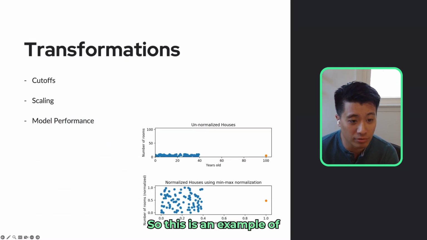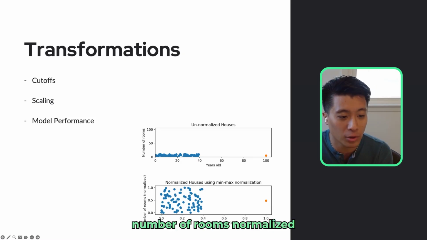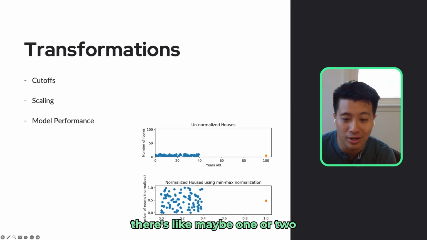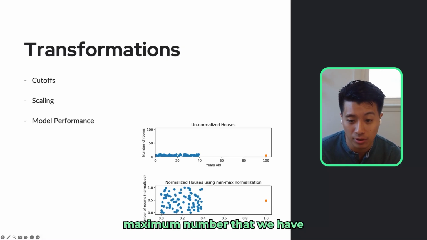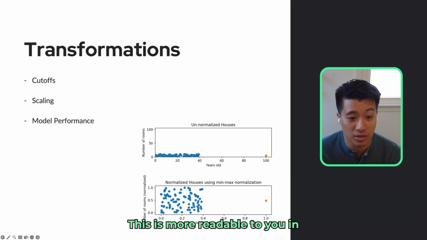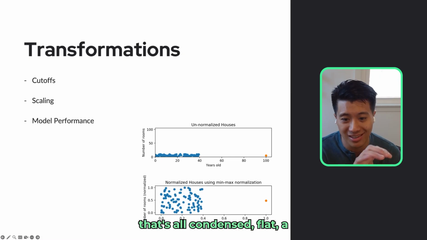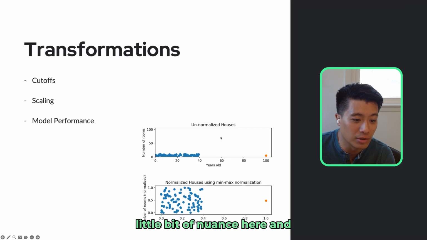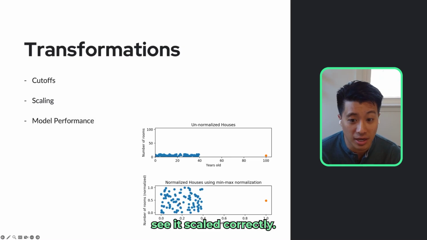So this is an example of like houses and their age. And you can see here the number of rooms normalized here. Instead of counting it between 0 and 100, there's like maybe one or two houses that have that many. But if you scale it so that 1 is actually just the maximum number that we have in our distribution, and 0 is the lowest number that we have in our distribution, this is more readable to you in a graph than the top one that's all condensed and flat, a little bit annoying to read. You can't really see the difference right now. But here you can see there's a little bit of nuance here, and then see if there's like a trend. There isn't here, but there could be, and only if you could see it scaled correctly.